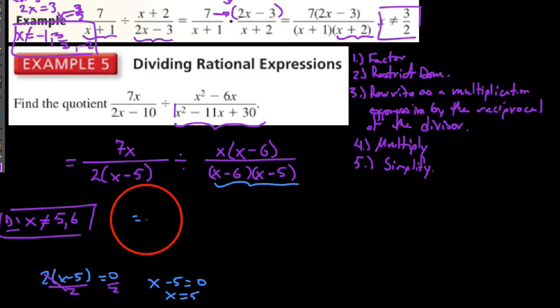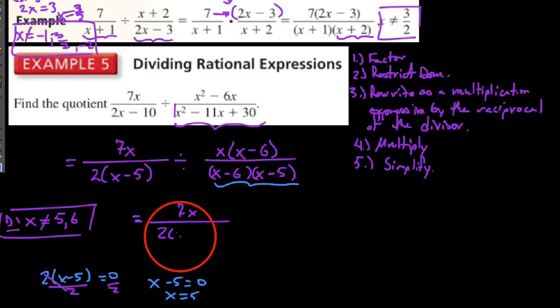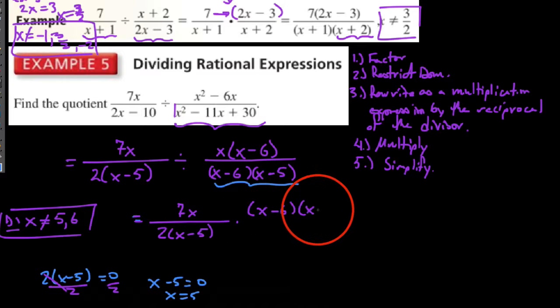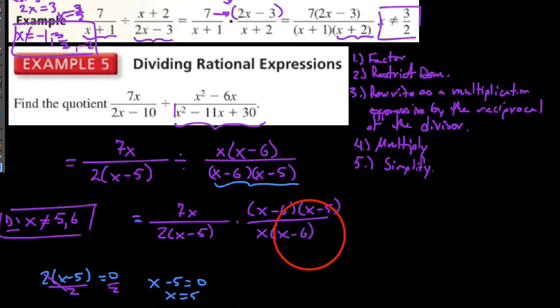Now, what we're going to do next is rewrite these expressions. Instead of dividing, which is what we're currently doing, we're going to be multiplying by the reciprocal. So that means this x minus 6 and this x minus 5 are now in the numerator, and our x minus 6 is now in the denominator.